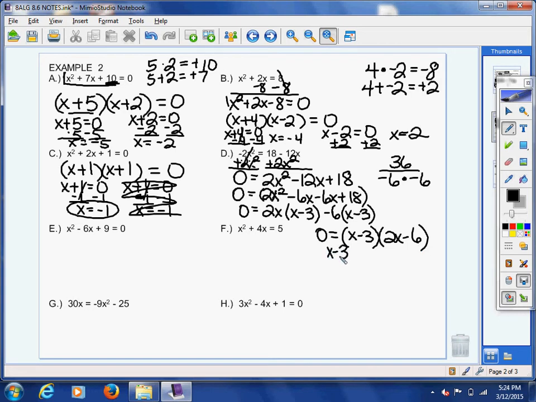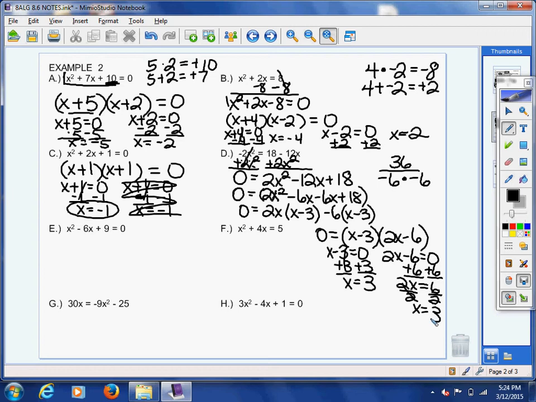x minus 3 equals 0. You're going to have to add 3 to each side. So one of your zeros is x equals 3. And do the same thing with 2x minus 6. We'll add 6. So I'll have 2x equals 6 and then divide by 2. Now, what does that tell you whenever you get the same exact x?